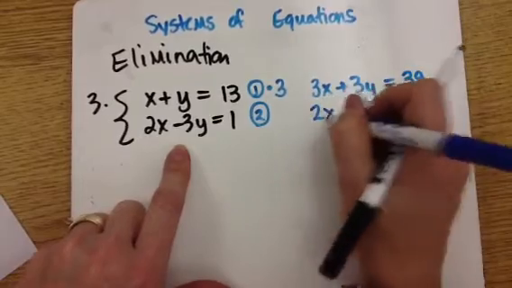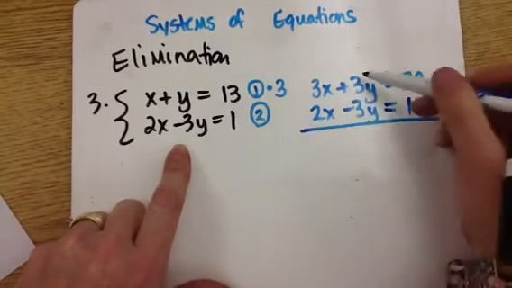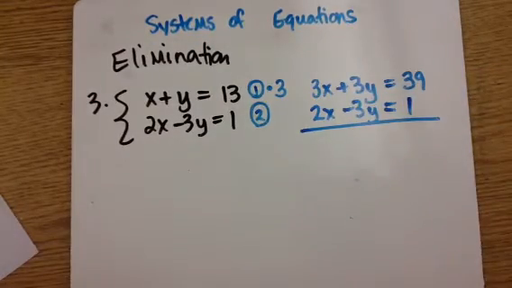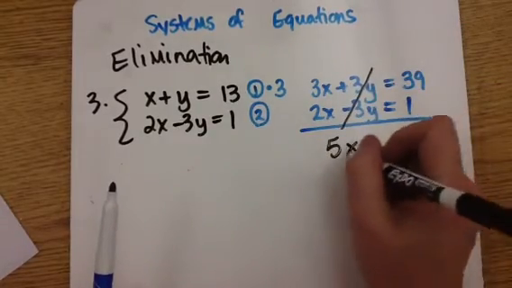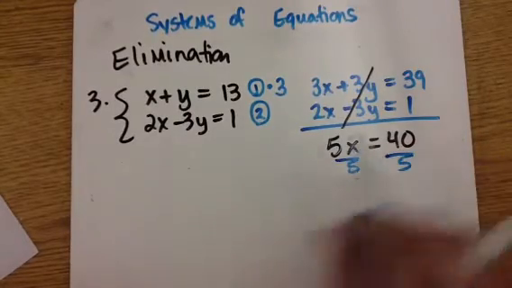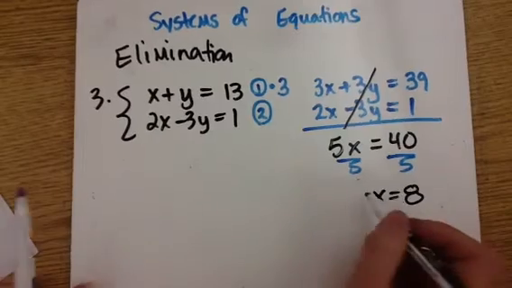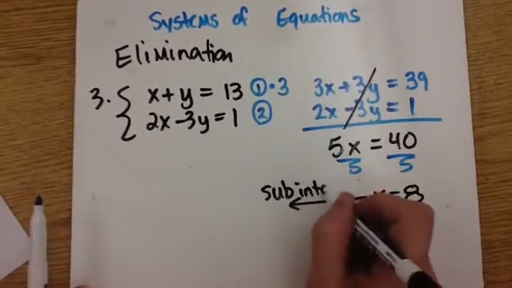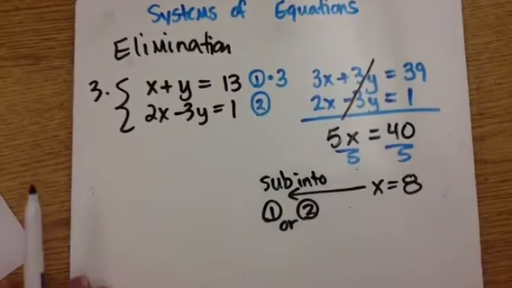And that's going to allow me to add the two equations together, and the plus 3y and the minus 3y will add to 0. So that will eliminate the y's. So I have 5x equals 40. Now I can solve for x, and I get x equals 8, which I will then substitute into either equation 1 or equation 2. It doesn't matter which one.